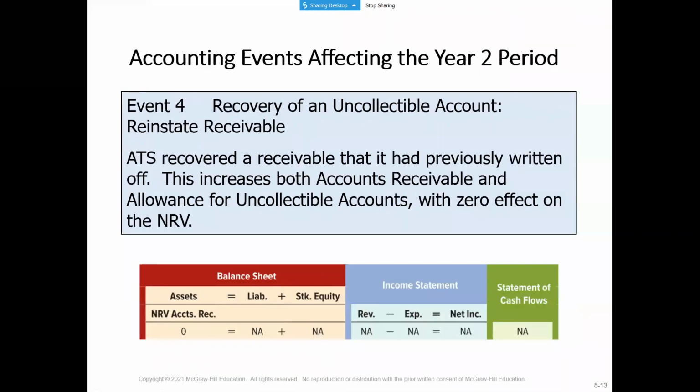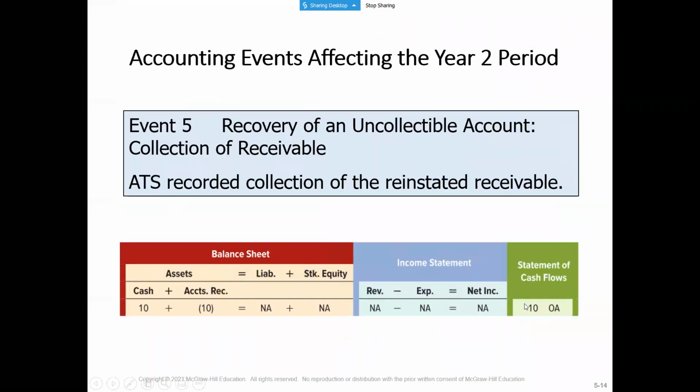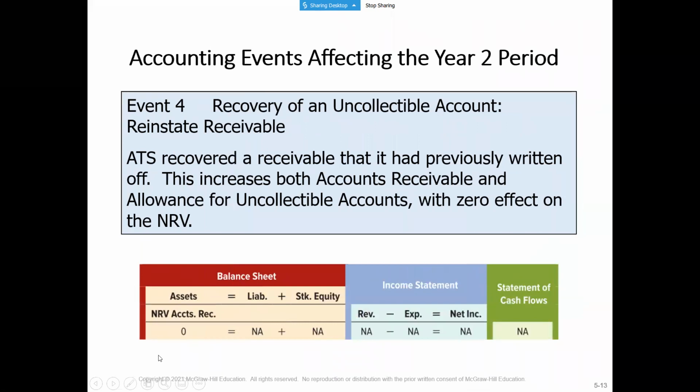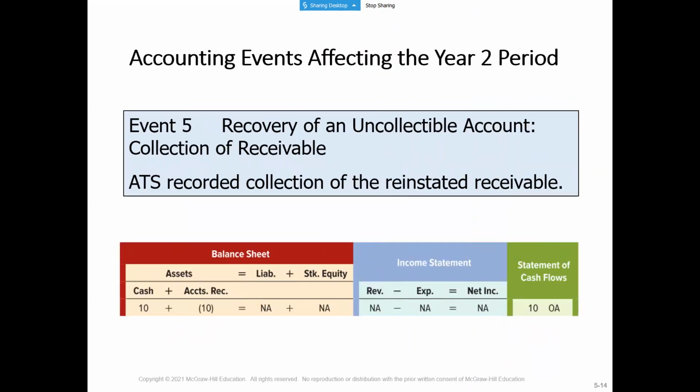So we have a collection. Sometimes it happens that you have an account that's written off that gets recovered. First thing you do is reinstate the account. It's best seen if you split net realizable value into its two accounts. You would have to add in this case $10 back to accounts receivable and to allowance for doubtful accounts. And then the collection would be the next transaction. And that would be just as usual, increase to cash, decrease to accounts receivable.